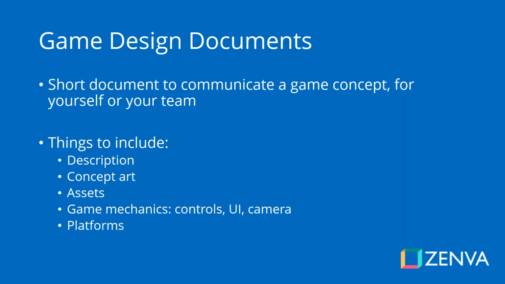Game design documents are short documents used all the way from indie studios to AAA companies that are used to communicate a game concept and the requirements of that game, either for your own usage or for your team. So usually you would include things like the description of the game, some concept art, the assets that will be needed, the user interface, the game mechanics, what platforms you are going to be targeting.